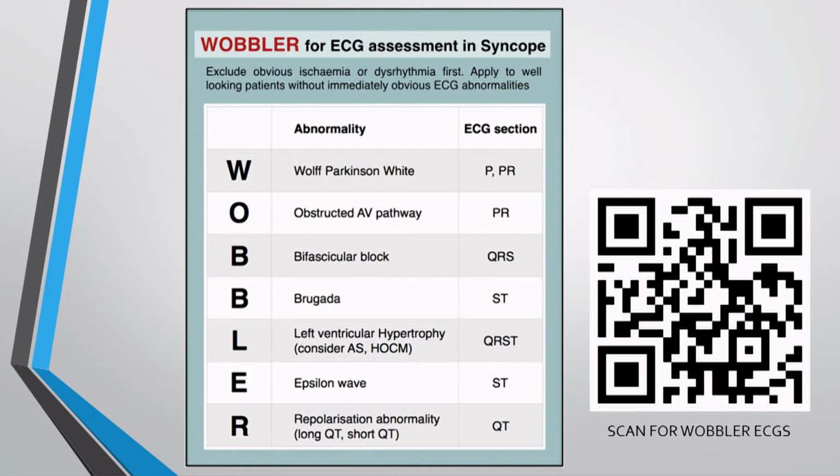So to understand that, we have this WOBBLER mnemonic. W stands for the WPW syndrome. O stands for the obstructed AV pathway, that is any heart blocks. B stands for the bifascicular block. B for Brugada syndrome. L is for the left ventricular hypertrophy, which might indicate there is an underlying aortic stenosis or a hypertrophic cardiomyopathy. E for Epsilon wave, which is seen in arrhythmogenic right ventricular cardiomyopathy. And R, which is for any repolarization abnormality, which might be a long QT or short QT.